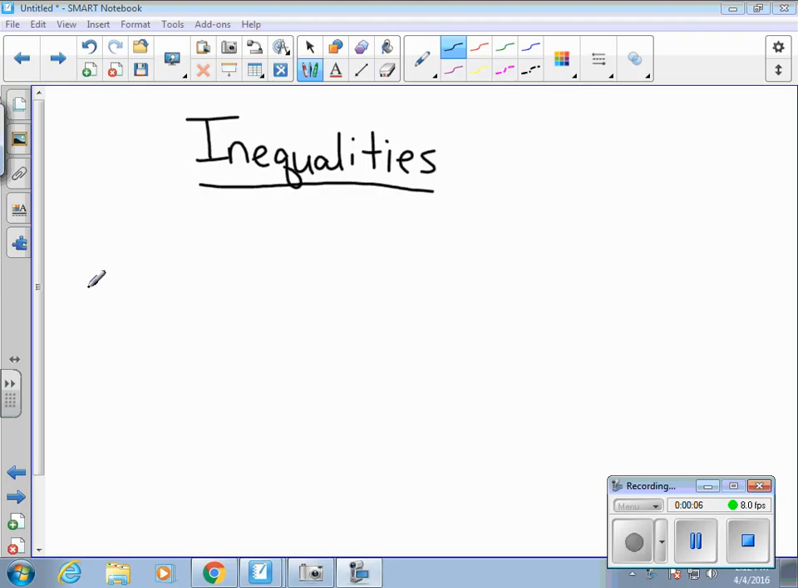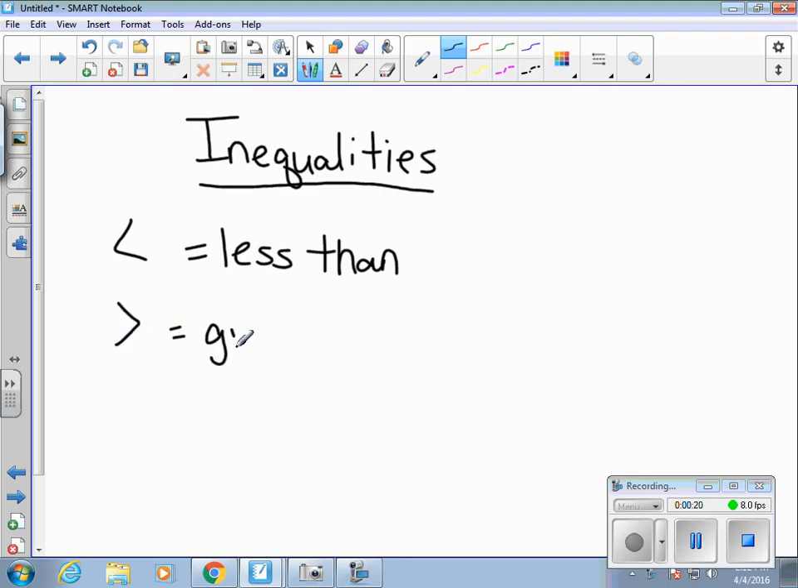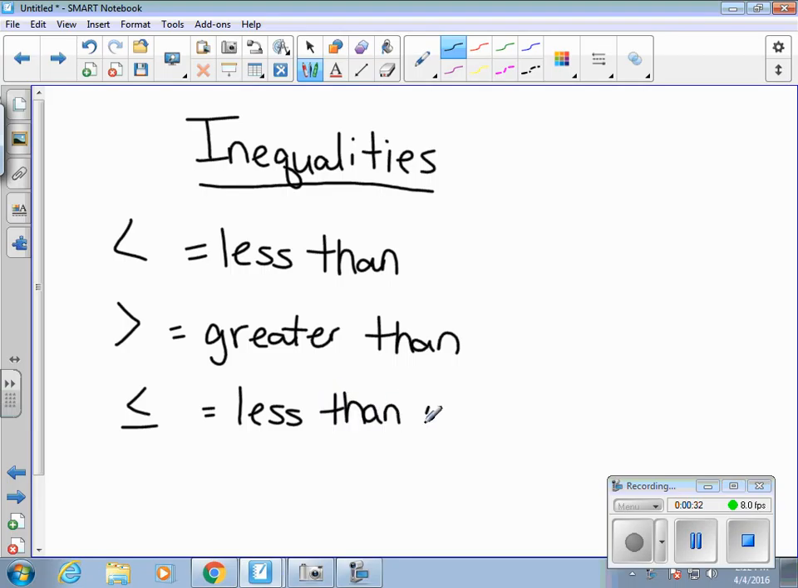All right. We're talking about inequalities. This means less than, and you're going to write it because some of you are still confusing which way is which, okay? This one is greater than. This one is less than or equal to. And then the last one is greater than or equal to.